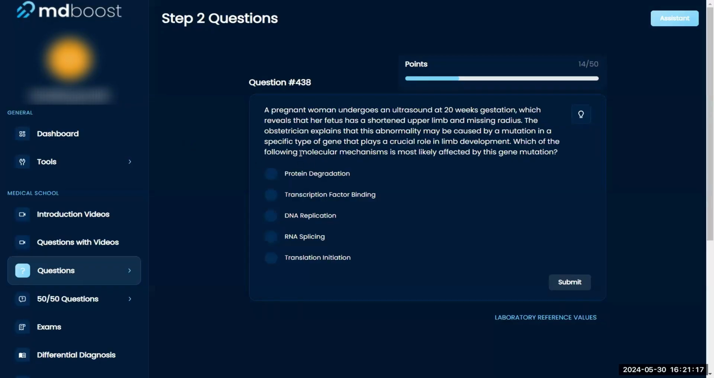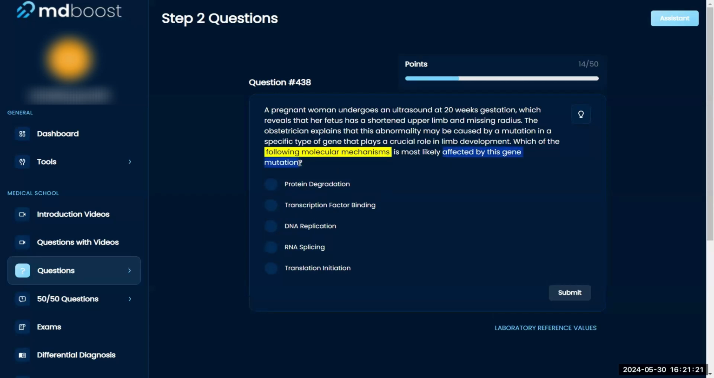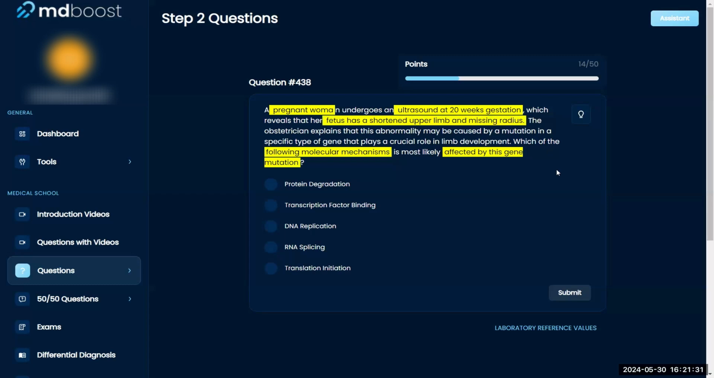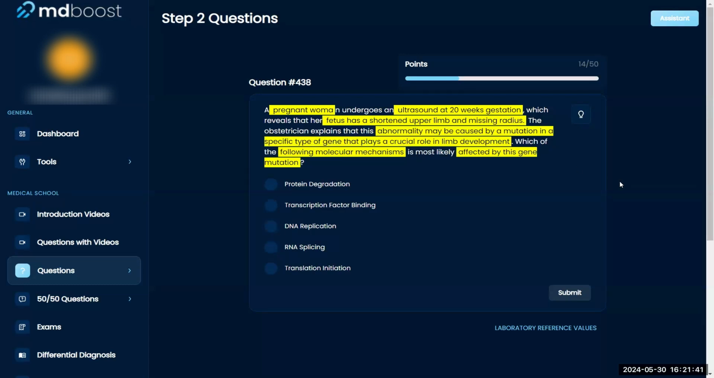Okay, so which of the following molecular mechanisms is most likely affected by this gene mutation? Pregnant woman undergoes an ultrasound at 20 weeks gestation, which reveals that her fetus has shortened upper limb, missing radius. The obstetrician explains that this abnormality may be caused by a mutation in a specific type of gene that plays a crucial role in development. The molecular mechanism of that.